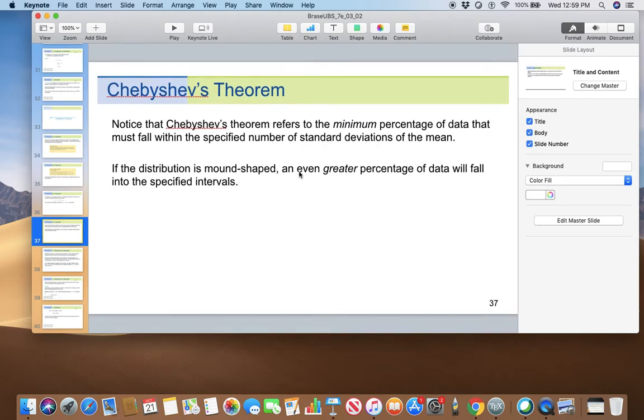Note that Chebyshev's theorem refers to the minimum percentage of data that must fall within the specified number of standard deviations. If the distribution is mound-shaped, an even greater percentage of data will fall into the specified intervals. All right, that's important. In fact, you will see later when you see normal curves, more percentage falls, okay? Because normal curves are mound-shaped and fairly even, left-right symmetric. Whereas Chebyshev's handles any kind of data, even skewed ones, okay?